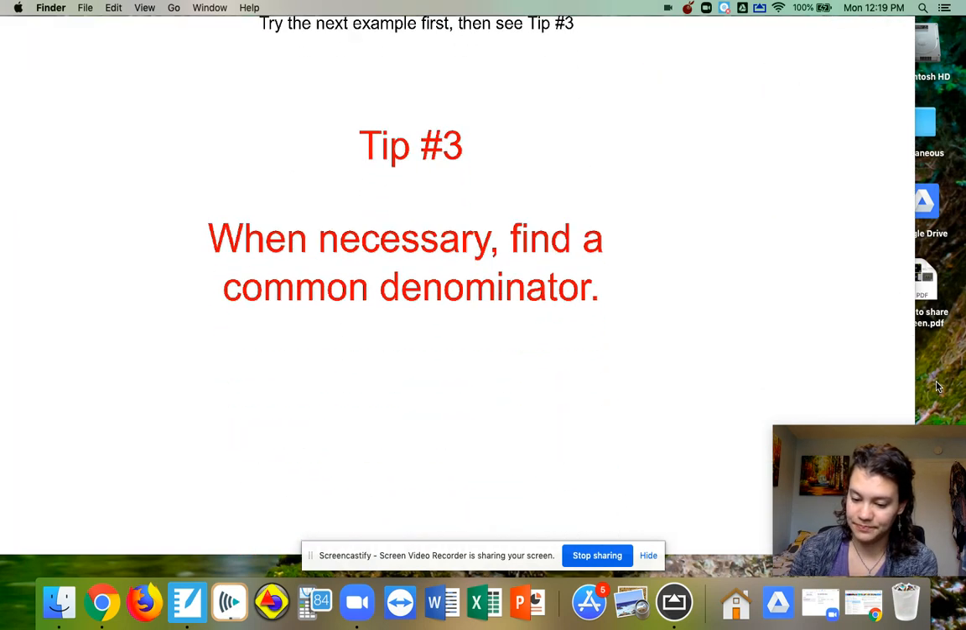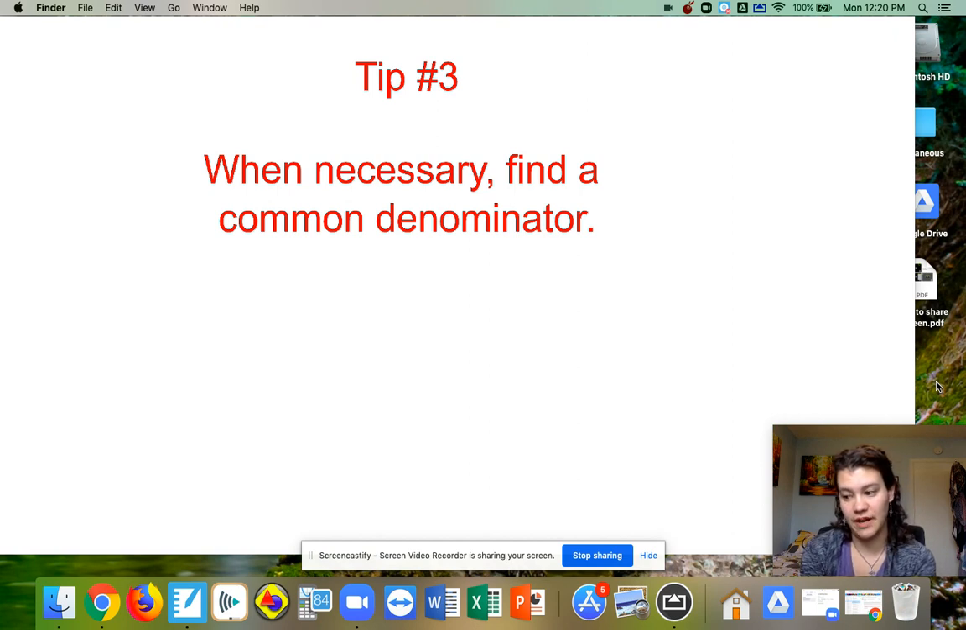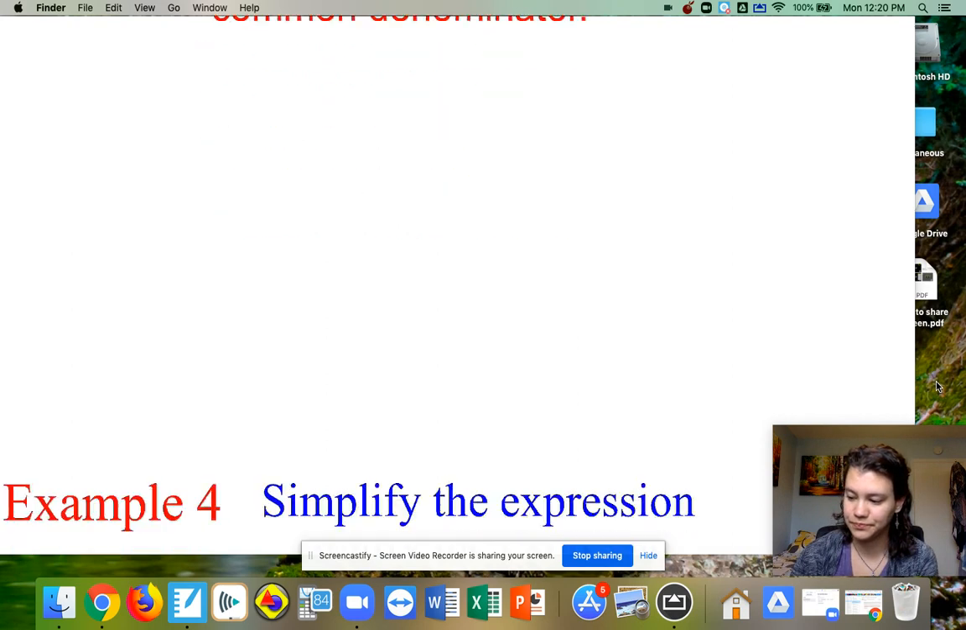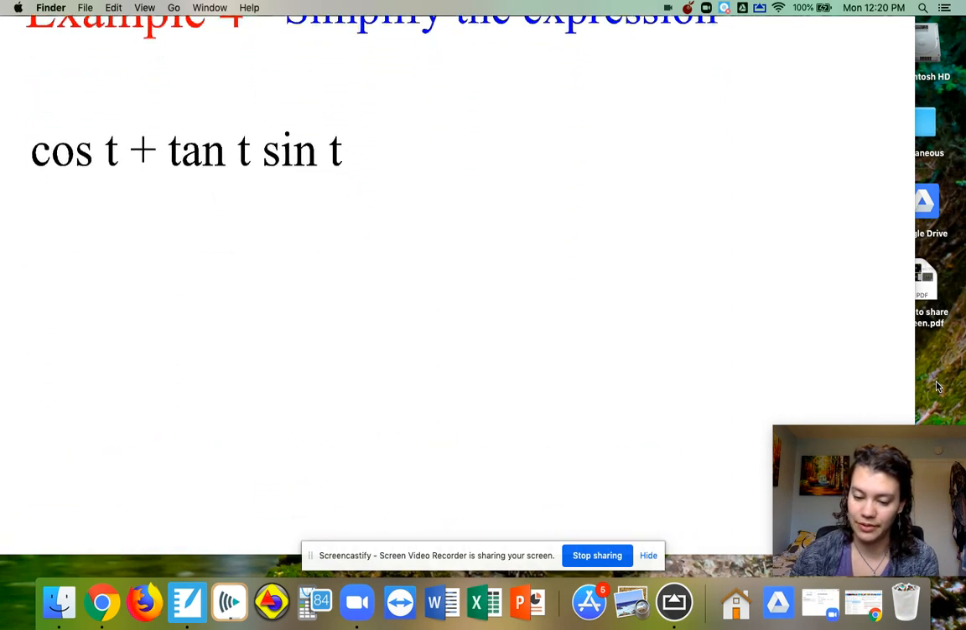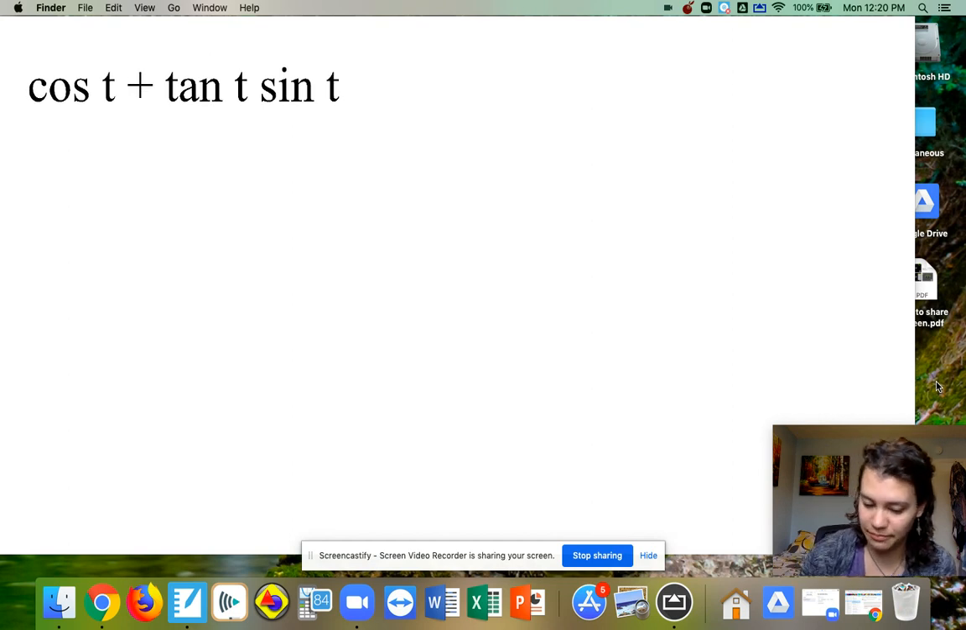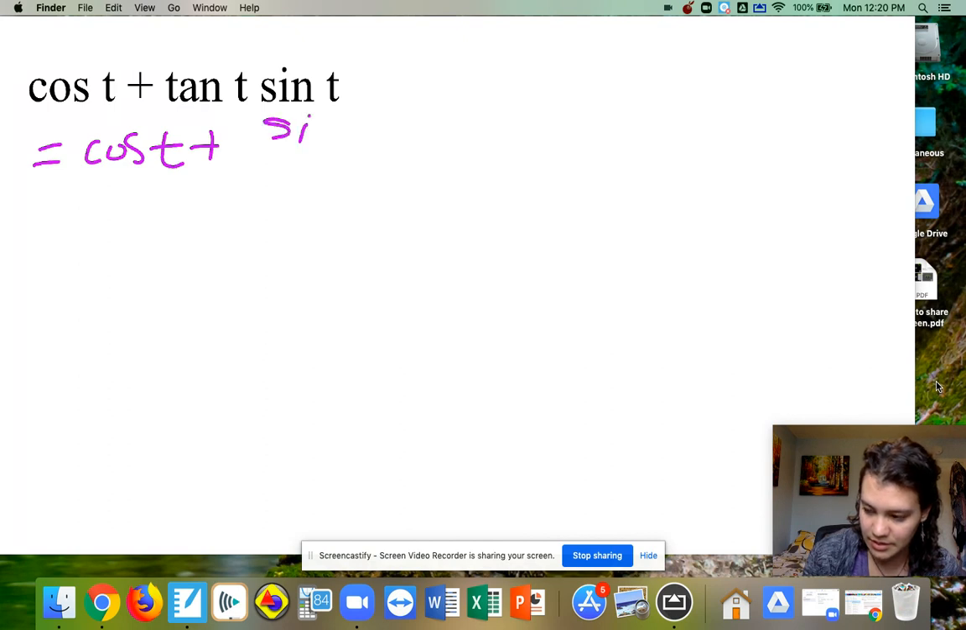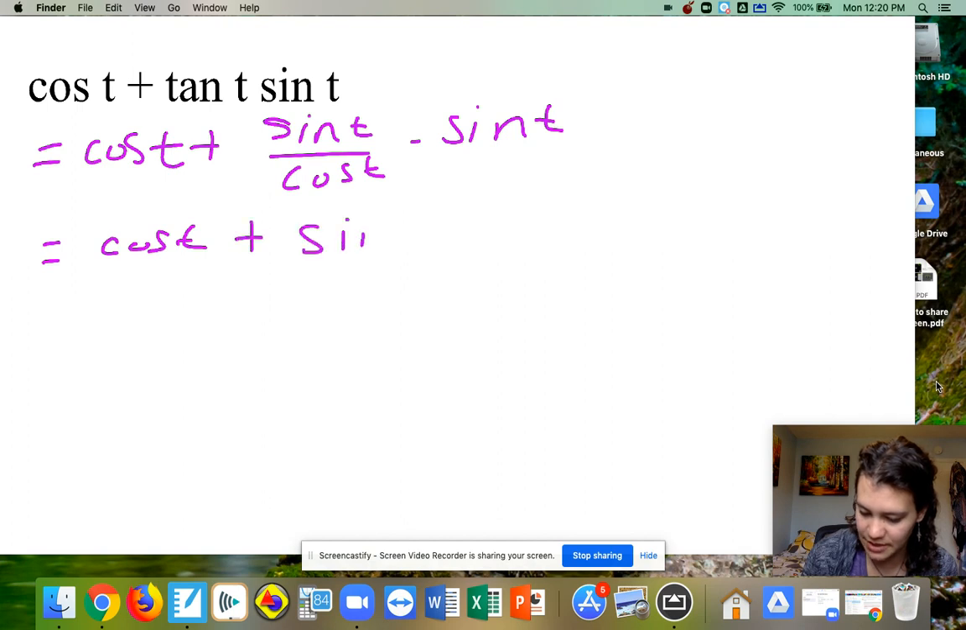The last tip here is when necessary, find a common denominator. So if you have two different things, two fractions added together, combine them first, find the common denominator, add them together, and then go through and simplify. So the example here, I'm going to start by rewriting these as sines and cosines. You have cosine of t plus sine of t over cosine of t times sine of t. So you end up getting cosine of t plus sine squared of t all over cosine of t.